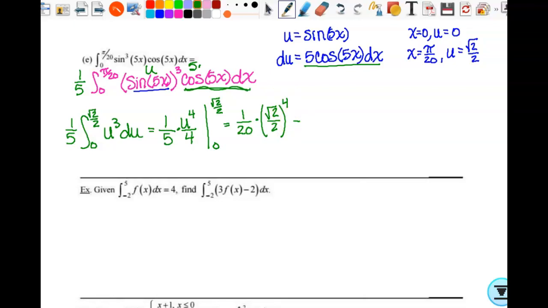Yes, because when x is equal to pi over 20, that's why I've changed it from this to this. And this is what I'm substituting in. You always go to the top, to the bottom. I'm substituting it in for you. You don't put sine 5x back in.